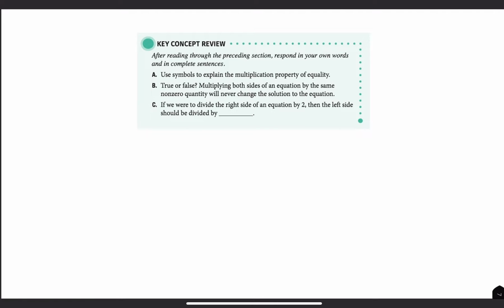So let's talk about the key concepts here. Use symbols to explain the multiplication property of equality. I think what they want us to do is say, if A equals B, then A times C equals B times C. So symbolically, I'm showing that if I multiply one side of an equation by something, and I say it's equal, that's what an equation is, then I have to multiply the other side in order for it to stay equal.